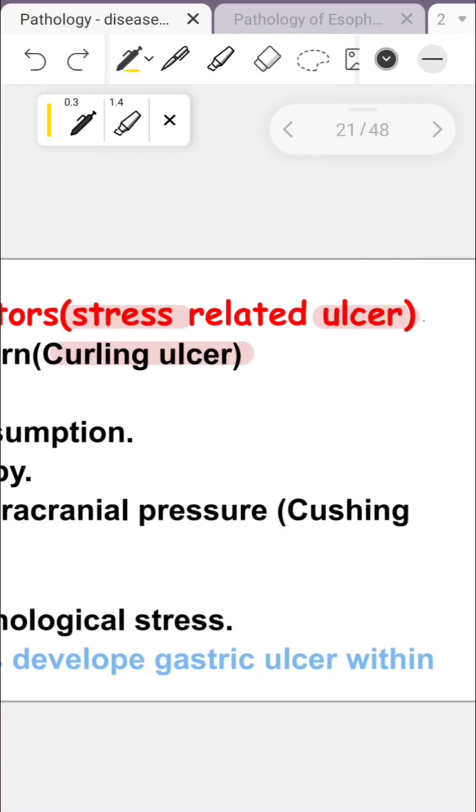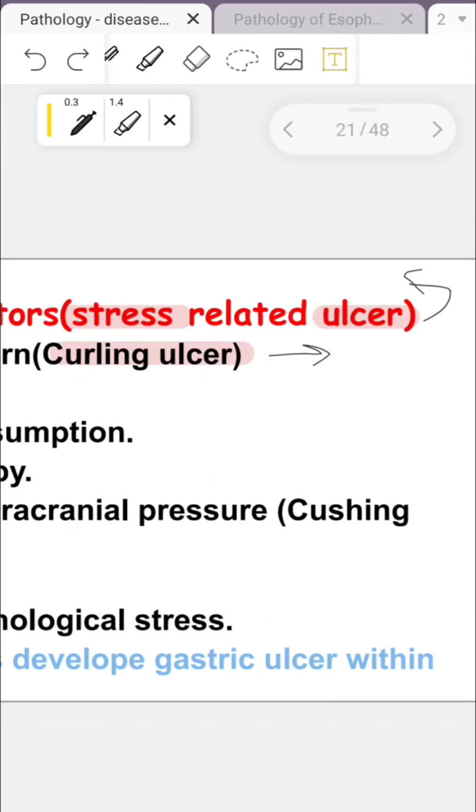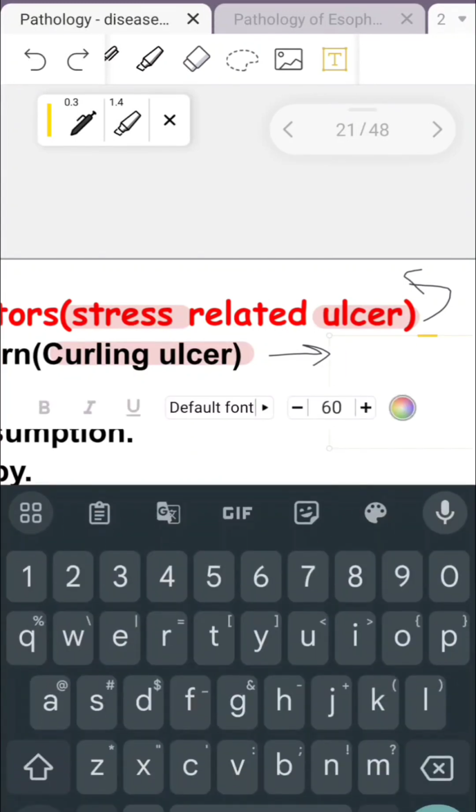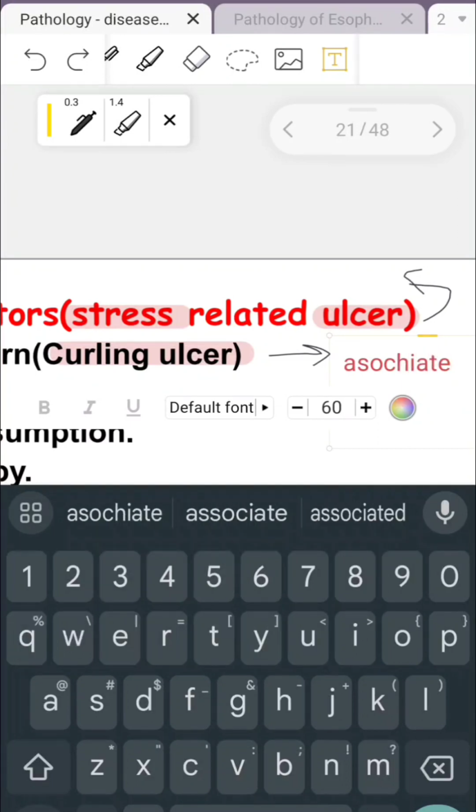When hypovolemic shock happens, there is diminished vascular supply to the mucosa of the stomach, and they develop ulcer. One of the defense mechanisms is lost. Clear? We call it Curling ulcer in severe burn. That is why sometimes protective measures like proton pump inhibitors are given to burn patients.